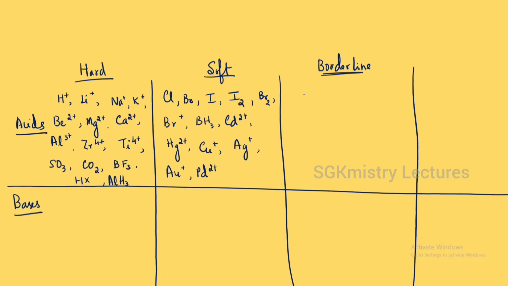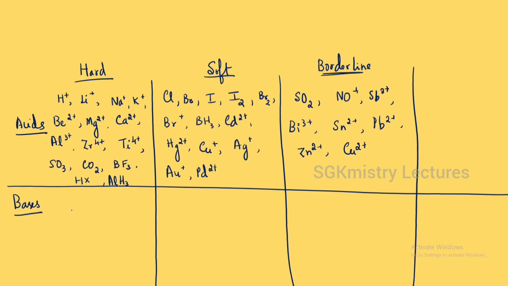Right? Pd2 plus. So these are a few common examples. Next, borderline acids, you can also write SO2. We have NO plus, Sb3 plus, right? Then bismuth with a 3 plus charge, Sn2 plus, Pb2 plus, zinc also comes under borderline, copper 2 plus. So all these are considered under borderline acids.